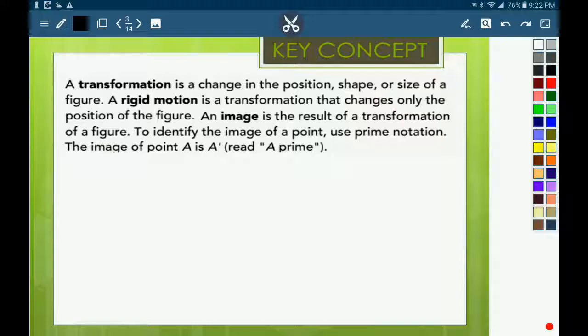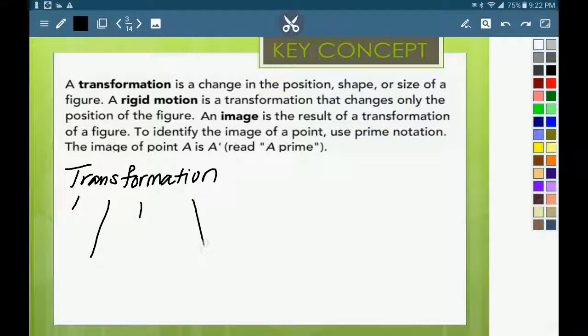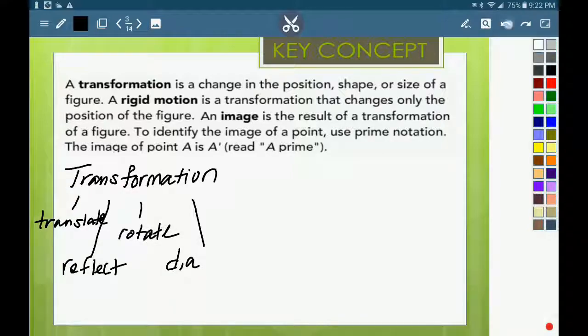So I have a little bit of a word tree I'd like you guys to write down. First word, we have transformation. Can't spell. Inside transformation, you have four other words. We have translate. We have reflect. We have rotate. And we have dilate. Okay, those are the transformations.